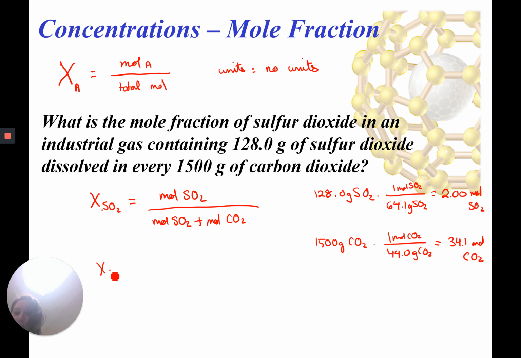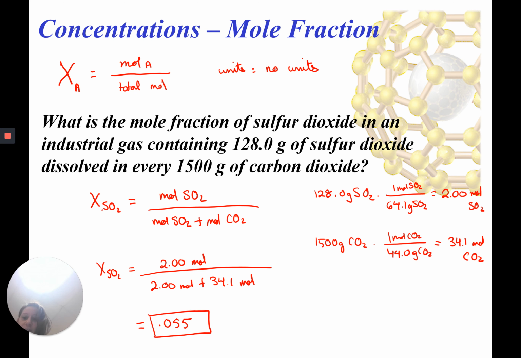So the mole fraction of SO2 is going to be the moles of SO2, which is 2.00 moles, divided by the total, so 2.00 moles plus 34.1 moles. No units, because the moles over moles cancel. You get 0.055 as your answer. So we can express concentration in many, many ways. We learned about molarity, molality, and mole fraction.